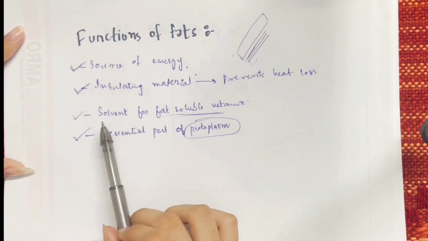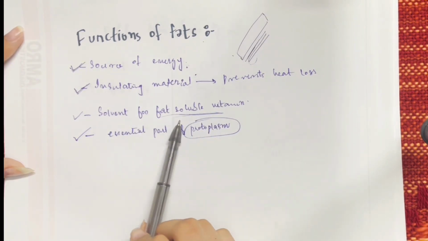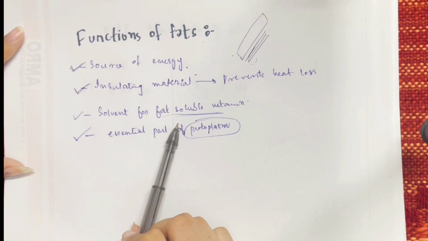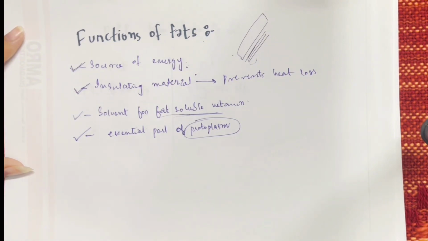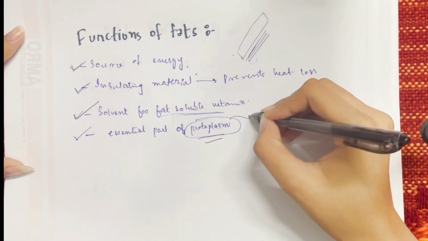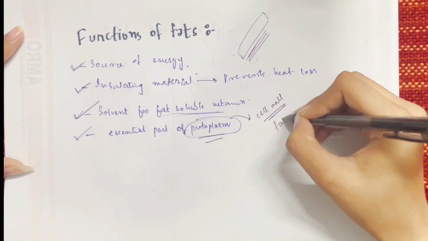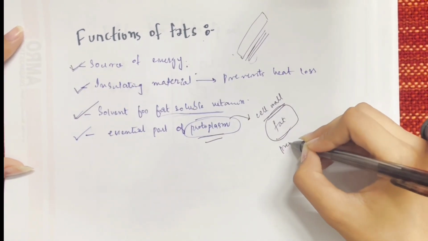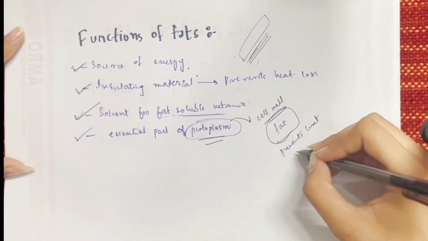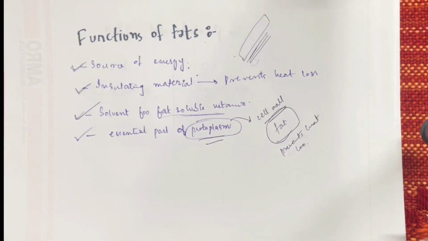The third pointer says that it is a solvent for the fat-soluble vitamins. Fat-soluble vitamins do not dissolve in water. They can only be dissolved in fats and lipids. So it is a solvent for all the fat-soluble vitamins in order to perform many metabolic reactions. The fourth pointer says that it is an essential part of the protoplasm. We already know that protoplasm is found in the cell, and in the cell the fat plays a very important role as it prevents heat loss from the cell. So these are the four pointers that tell us about the functions of fat.